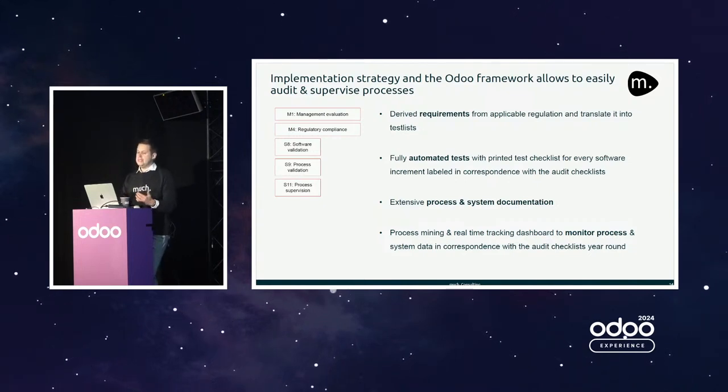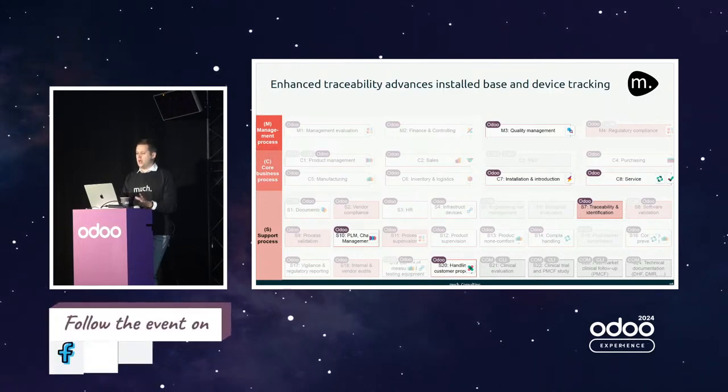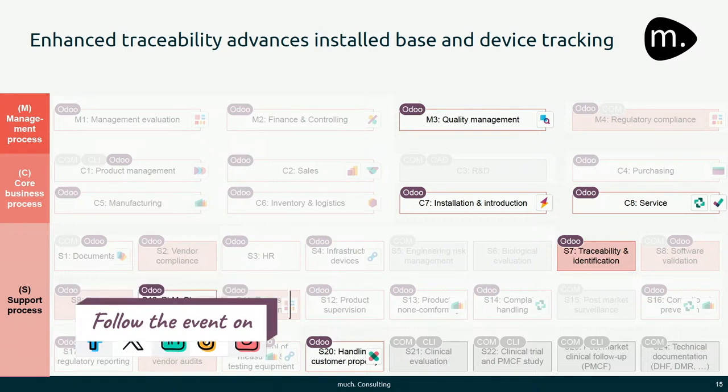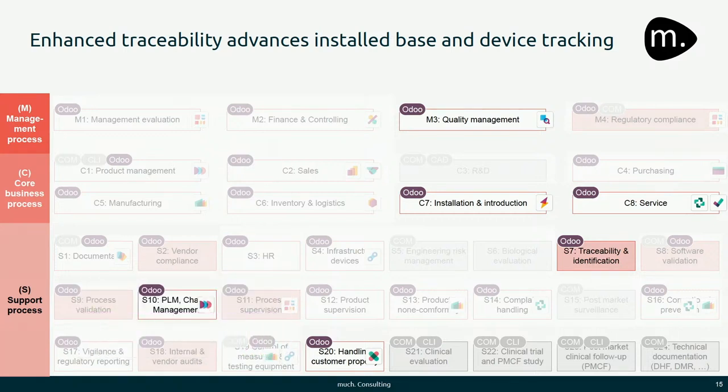Now, we're going to look at two more specific processes. One is enhanced traceability. So this is especially if you have hardware or software, if you update software, if you change parts, but also if you have a full manufacturing process in Odoo. This touches a lot of the different processes that I showed earlier. Obviously the quality management, installation, service, PLM and change management. And then obviously the customer handling if they have requests and we service.